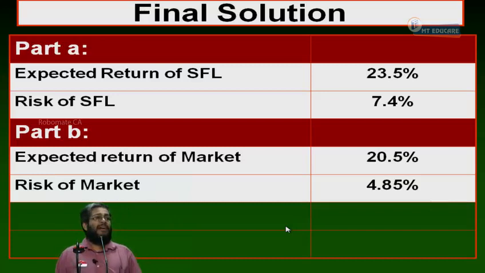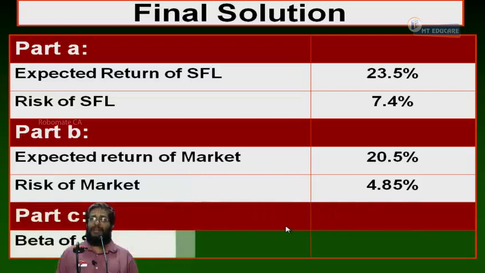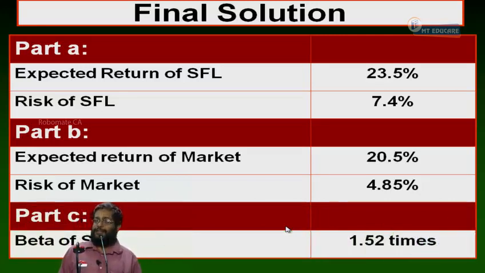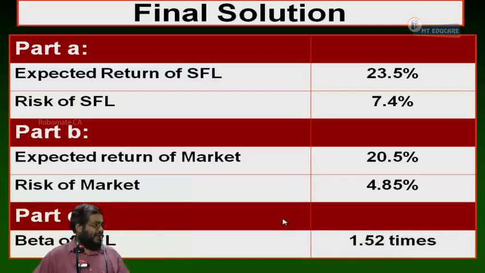Okay. I know about the security now. I know about the market. I should know them together. Return on that is called as what? Beta. Part C is what? Beta. How risky is the security compared to market? Yes, you are right. What is the beta? 1.52 times. Beta is equal to 1.52 times.